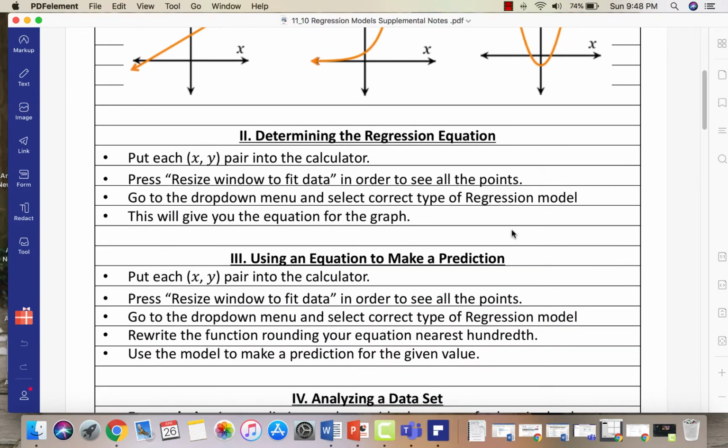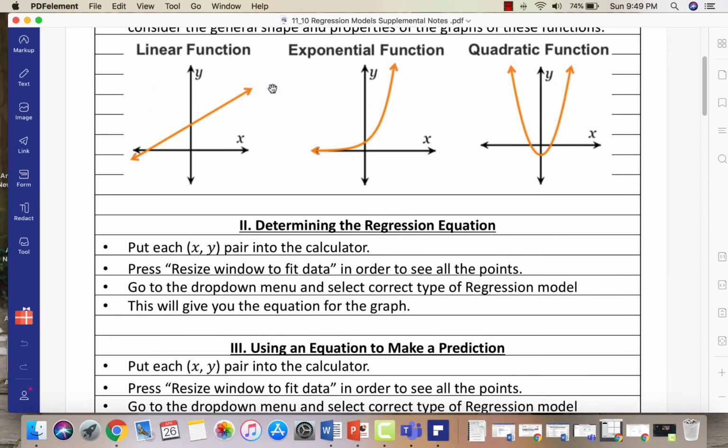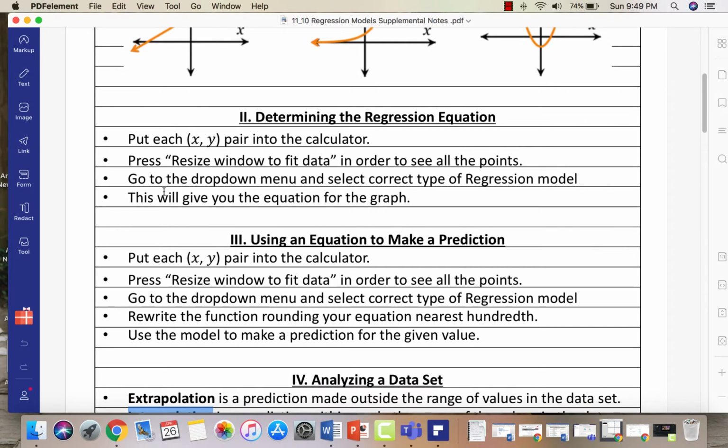Determining the regression equation. You're going to put the XY ordered pair into the regression calculator. You're going to press resize window to fit the data in order to see all the points. Then you're going to go to the drop-down menu and select the type of regression model you see. Remember, if it's a straight line, it's linear. If it's curved, it's exponential. And if it's U-shaped, then it's going to be a quadratic. This will give you the equation for the graph.